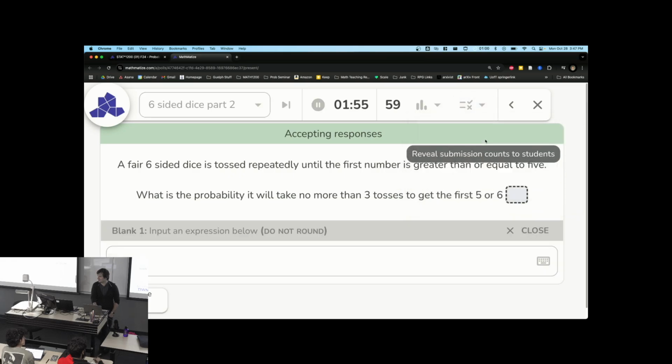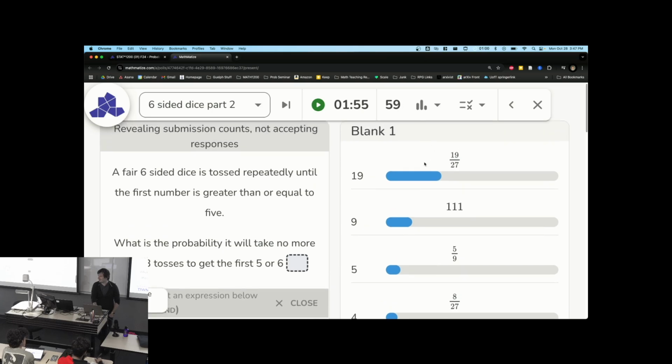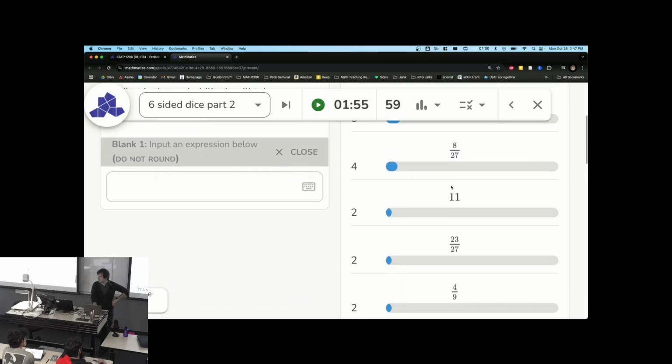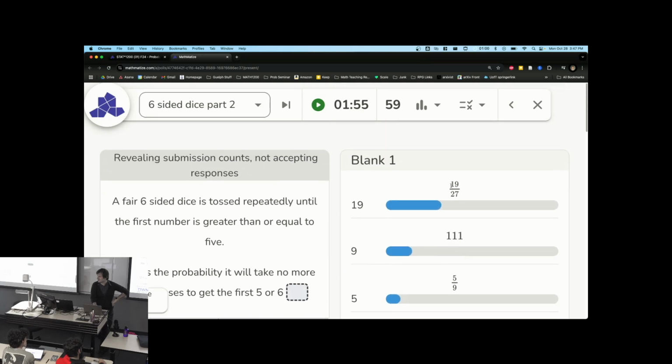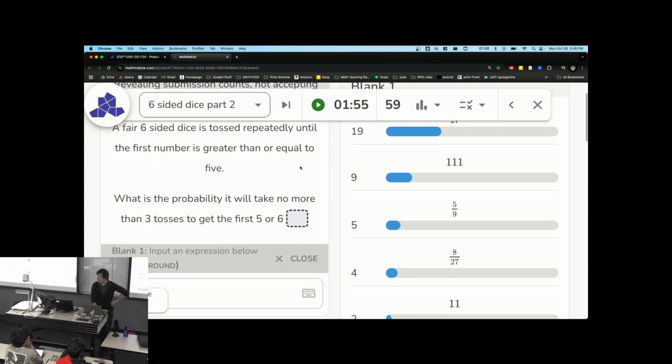Let's see. Out of 59 people, 19 people said 19 over 27. Some people said 8 over 27. We got all sorts of answers. The most common answer was less than half the people. 59 people, 9 people said 1 over 11. That's a good one. Maybe we should write this one down in terms of the kind of thing Gary's been talking about with X and a, and then we'll give you a chance to revote.